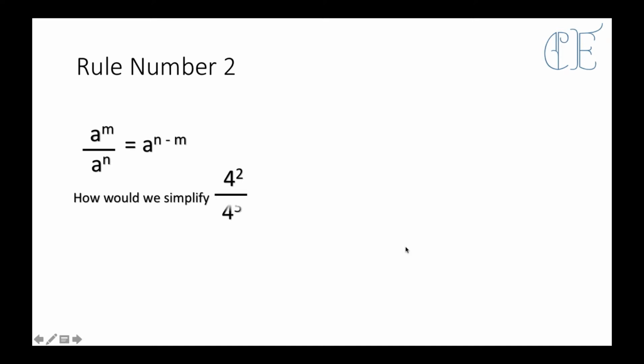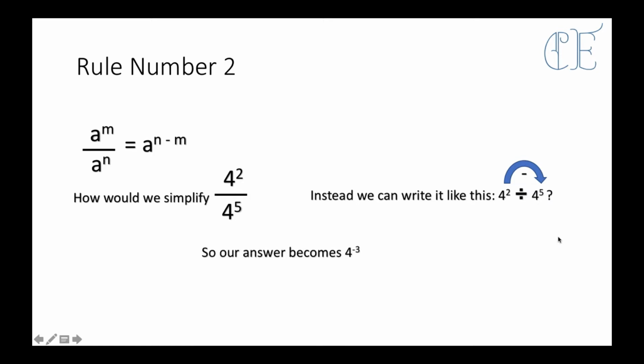4 squared over 4 to the power of 5. Now this one's a little bit trickier just because we're taking away. So if we wrote it like that, you actually have to do 2 take away 5. 2 take away 5 is 4 to the power of minus 3. Okay, so 2 take away 5 is minus 3. So just be careful with those ones. You can have the minus 3 as your power.